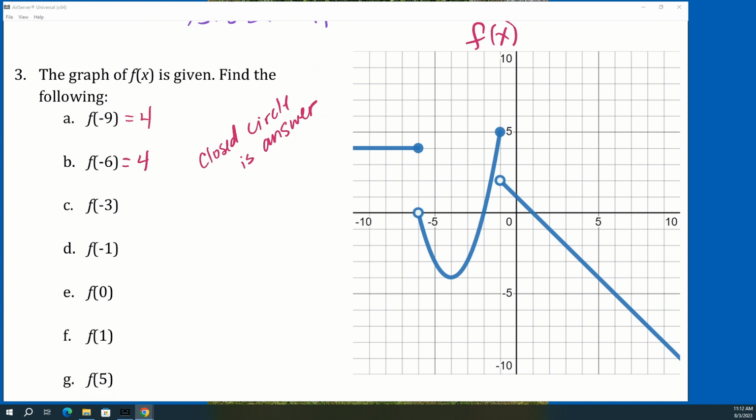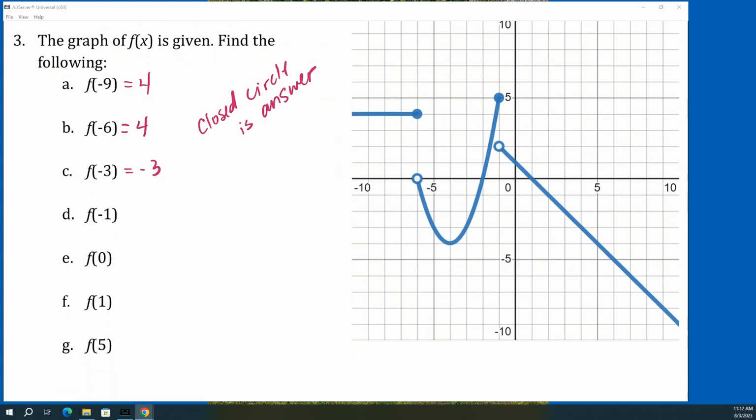Okay, f of -3, nothing weird's going on there. You just go to -3, find the value of the function. It is also -3. So you guys try to do D through G on your own, and then let me know if there's something you're still confused about.